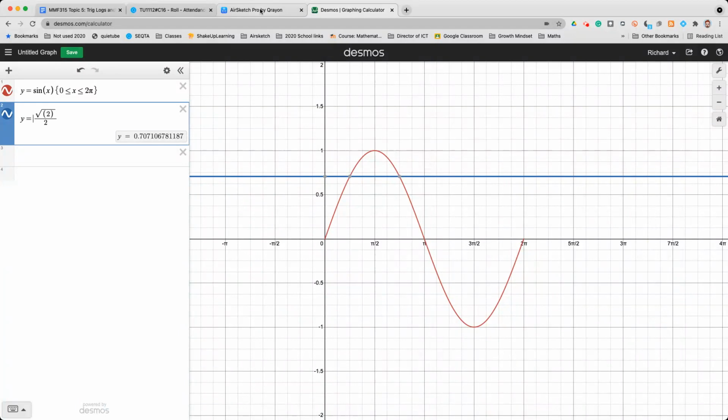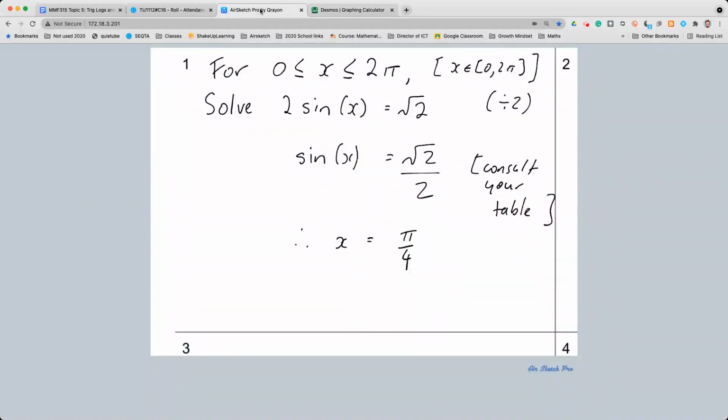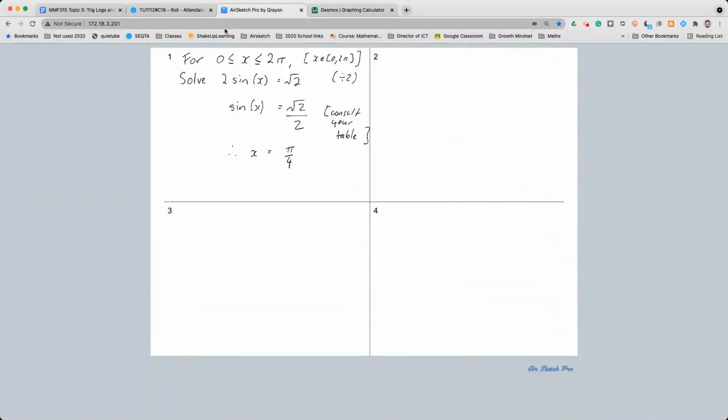Any questions before I move on? Speak now, forever hold your peace. Okay. Okay, so what does a solution look like? This is how I would do a full solution.